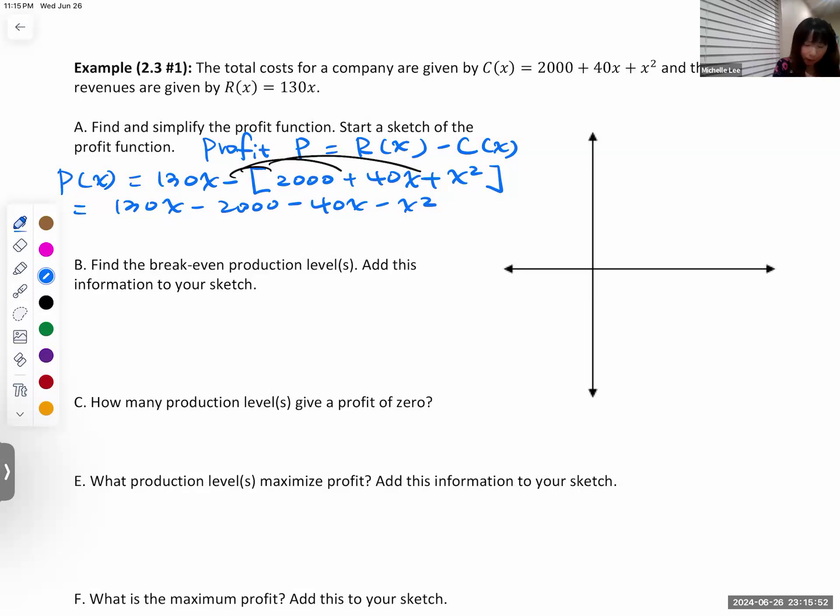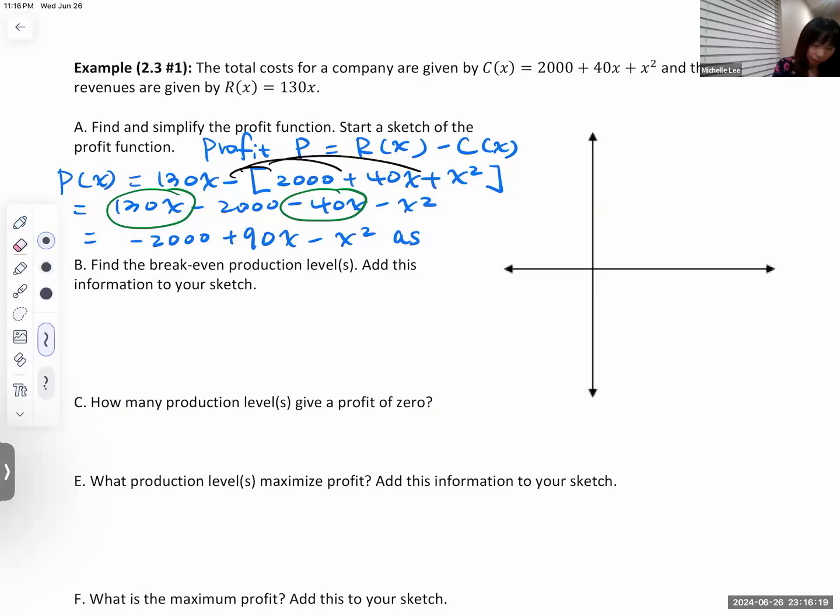Okay, let's combine like terms. So this is a like term. So we have, let's make it this way, negative 2000 and positive 90x and negative x squared, right? So I make it ascending order. This is ascending order, which means the degree is smallest to largest, right?